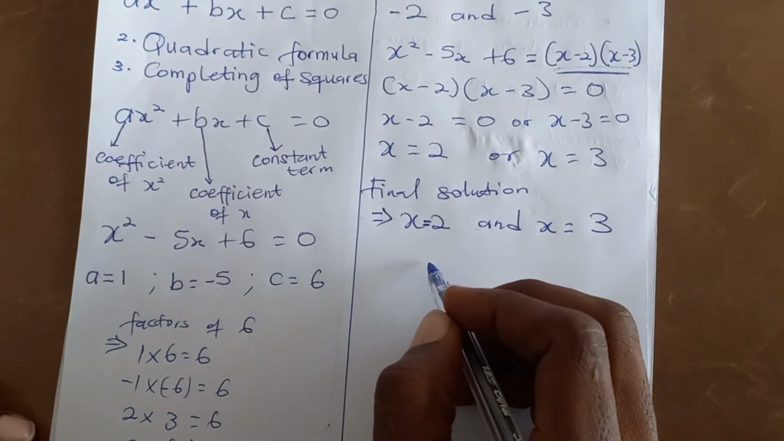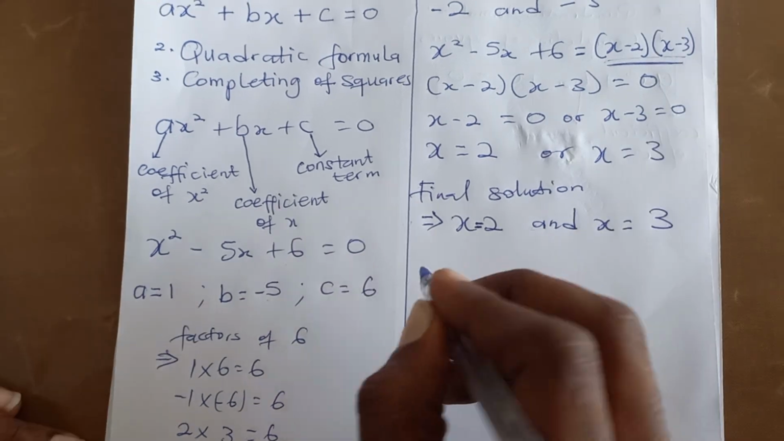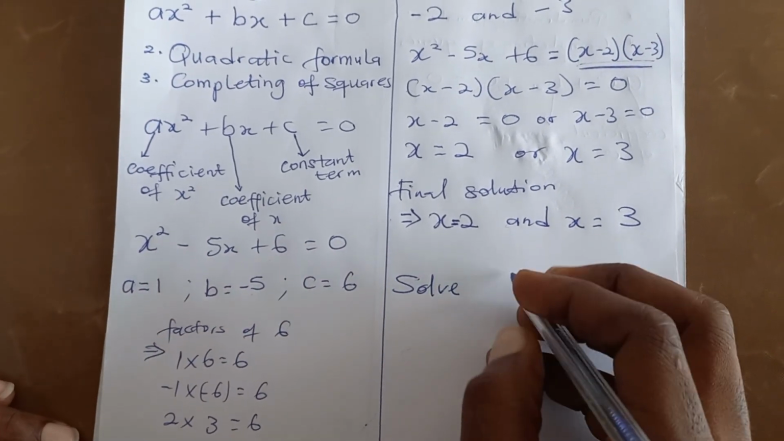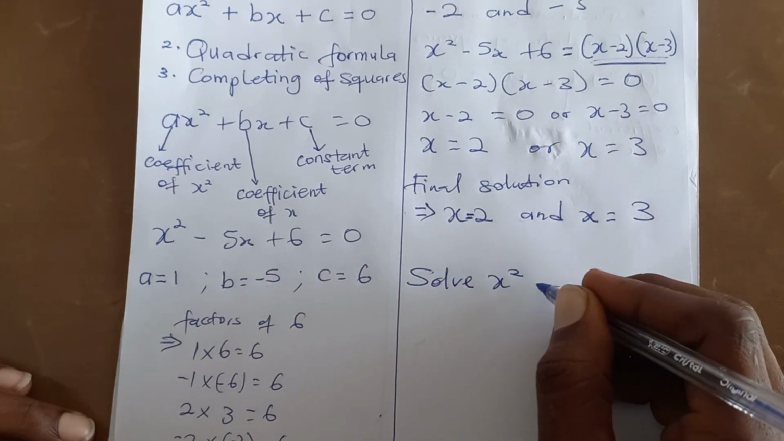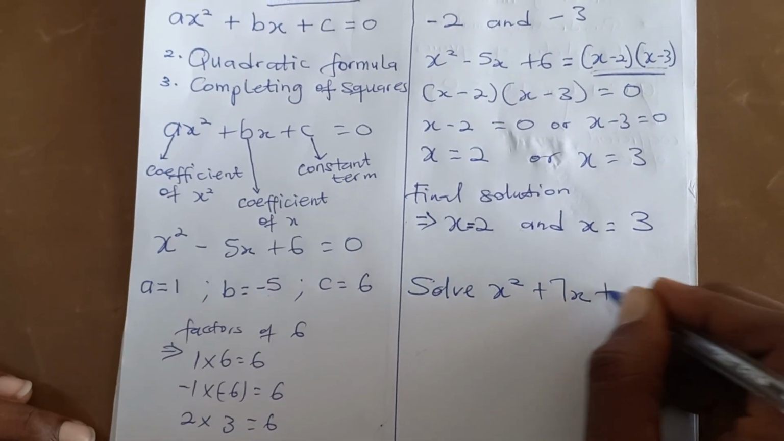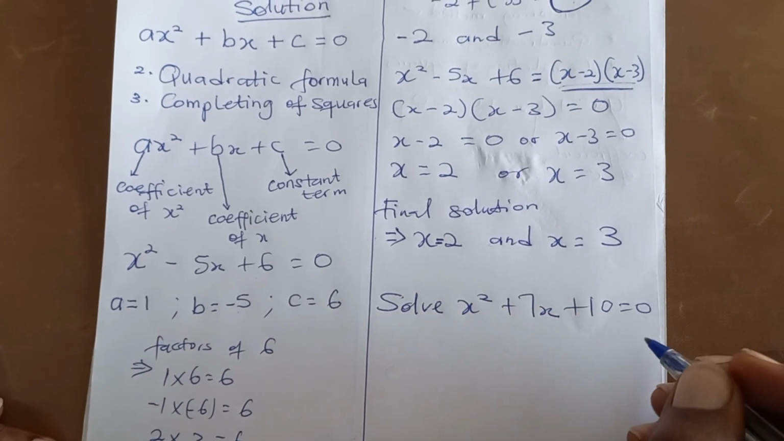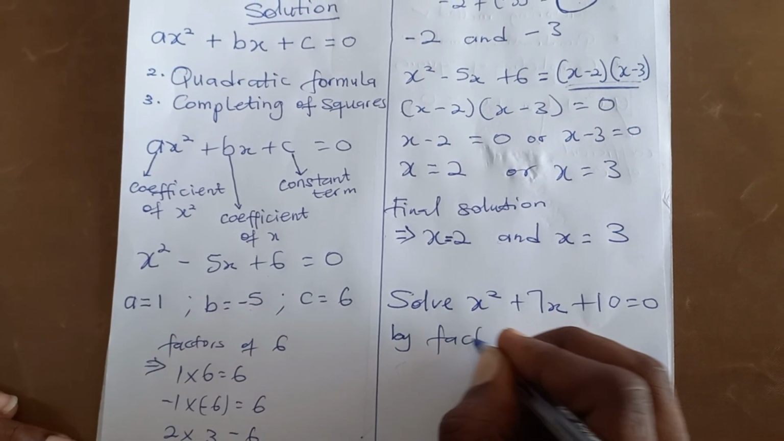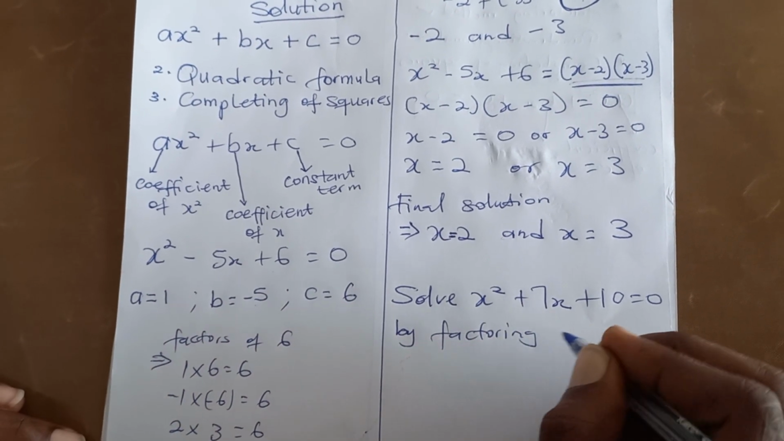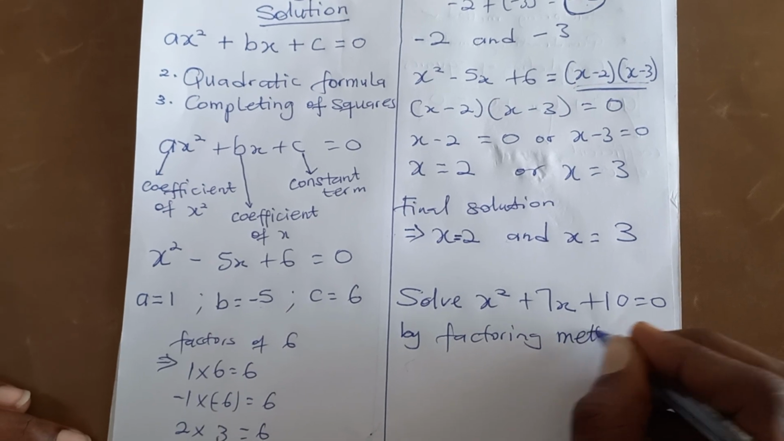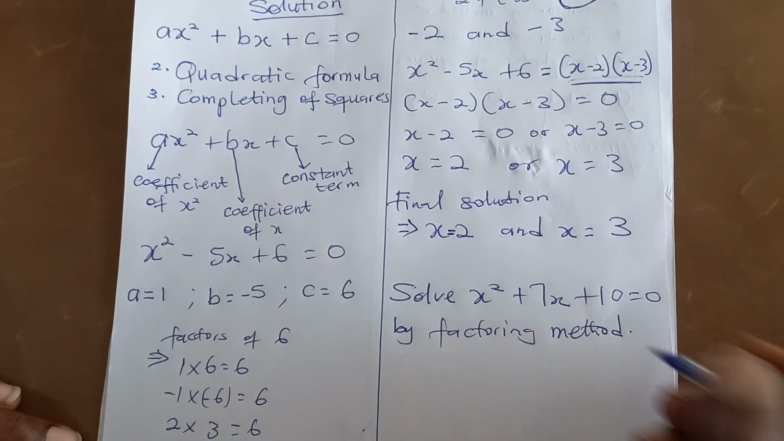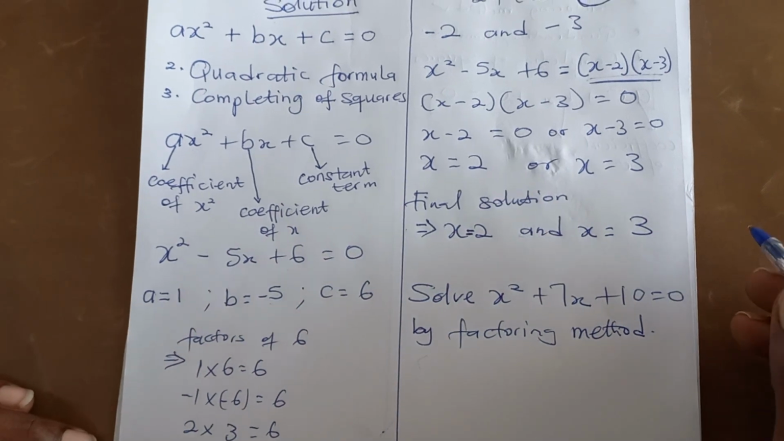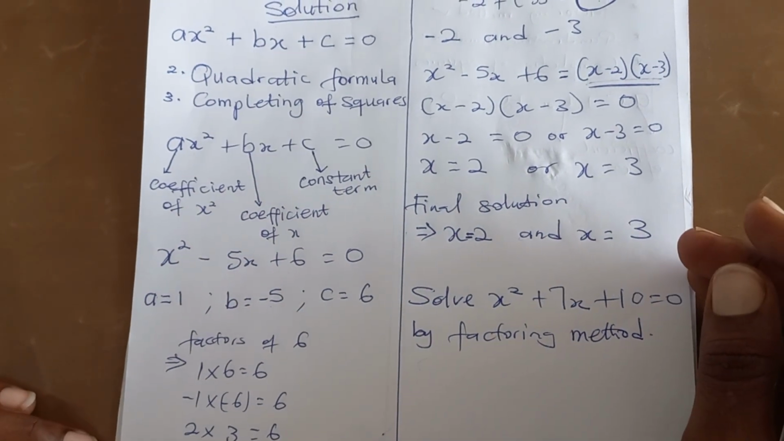Now, I hope you really enjoyed the lesson. I'm going to leave you some questions here. The question is, solve x squared plus 7x plus 10 equal to 0 by the factoring method, the same method that we learned today. Okay, so try to solve it without using a calculator.